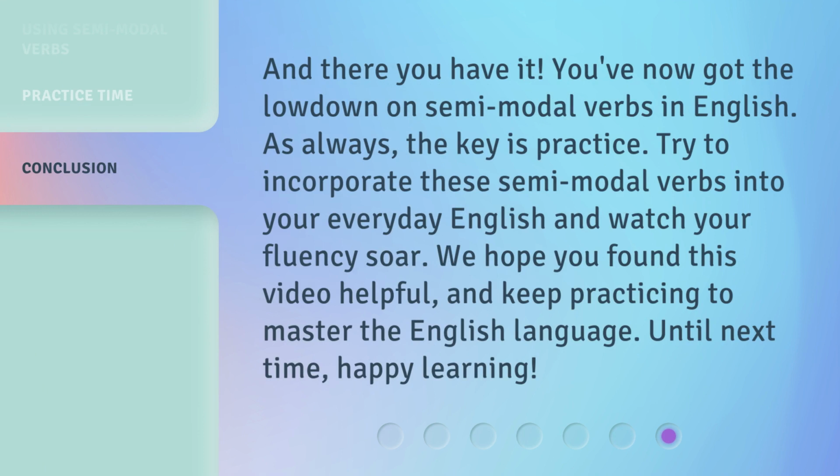And there you have it. You've now got the lowdown on semi-modal verbs in English. As always, the key is practice. Try to incorporate these semi-modal verbs into your everyday English and watch your fluency soar.